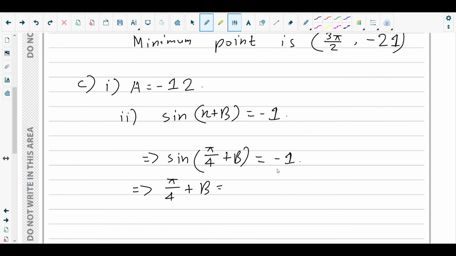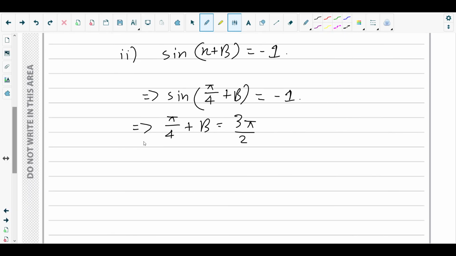Sine of 0 radians is 0, sine of pi over 2 radians is 1, sine of pi radians is 0, and sine of 3 pi over 2 is negative 1. So 3 pi over 2 is the smallest positive value for x plus b. Fine. So we need the value for b. The value for b would be 3 pi over 2 minus pi over 4. So 1.5 minus 0.25 is 1.25, that is 5 over 4 pi radians.